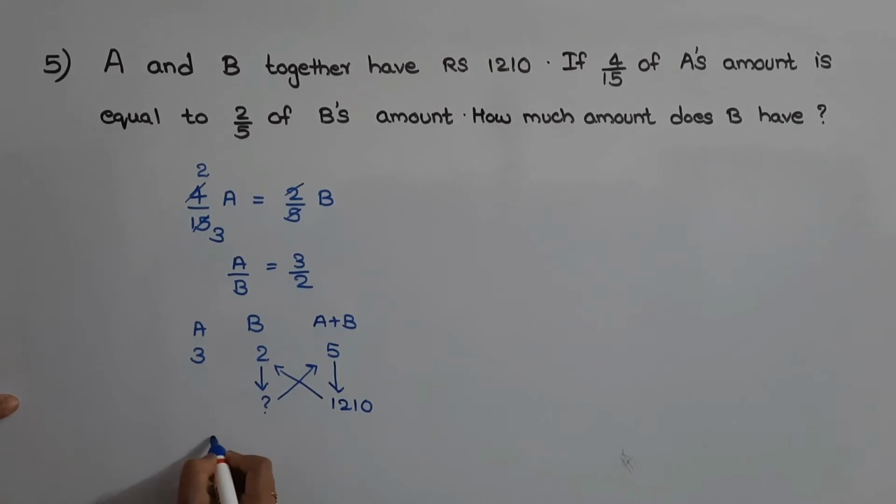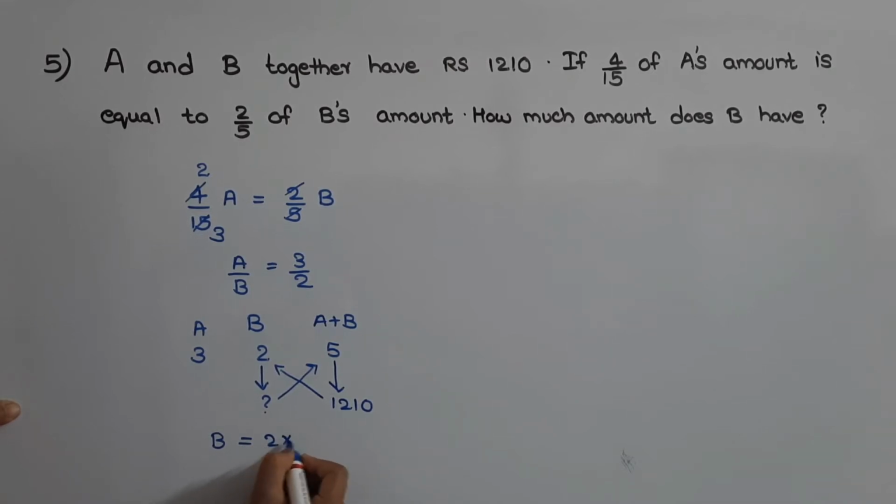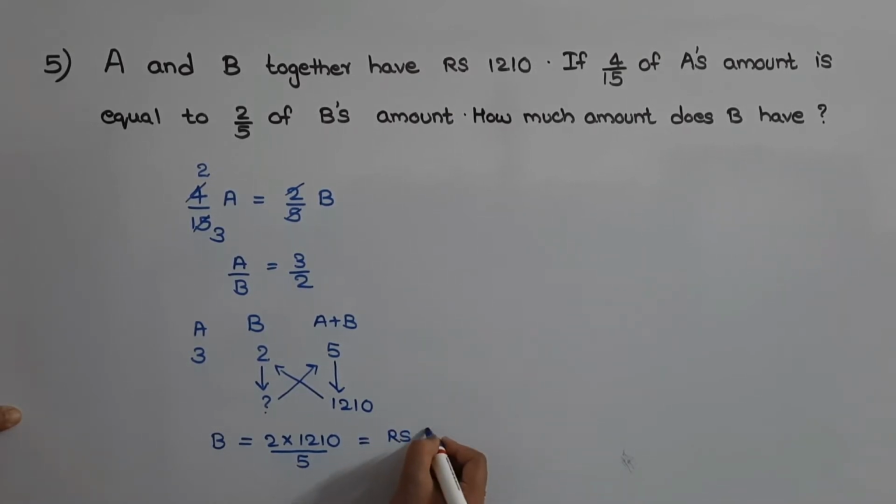Okay, so the amount that is present with B will be equal to 2 into 1210 divided by this 5. On solving this you will get the answer as rupees 484. Okay, so this is the answer.